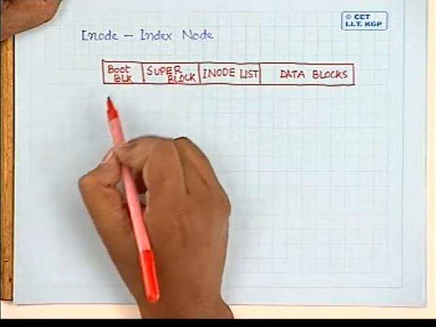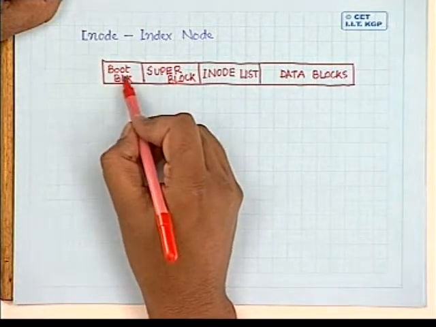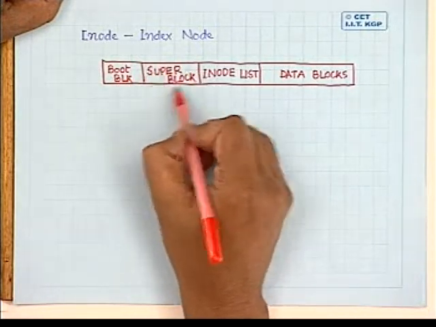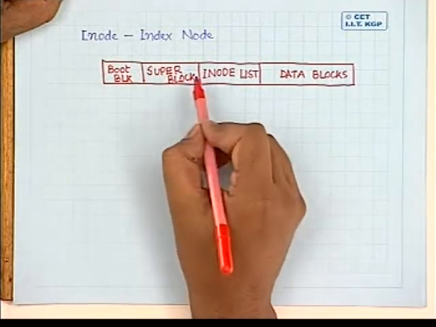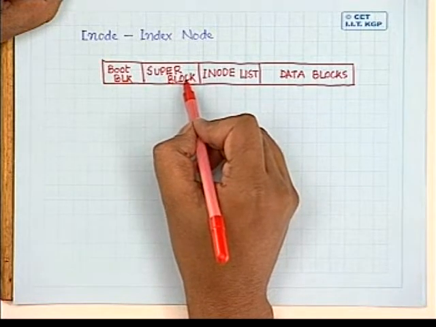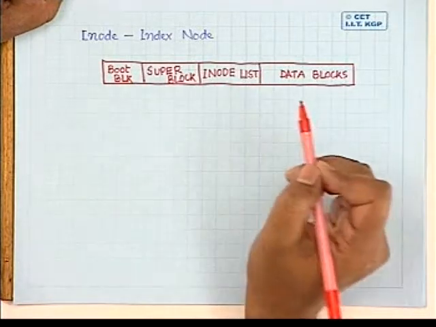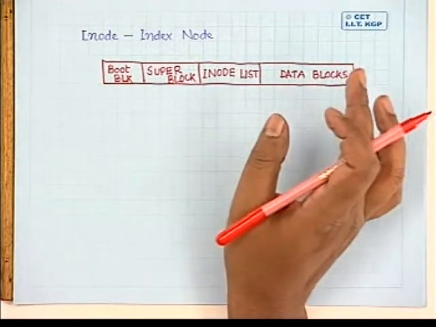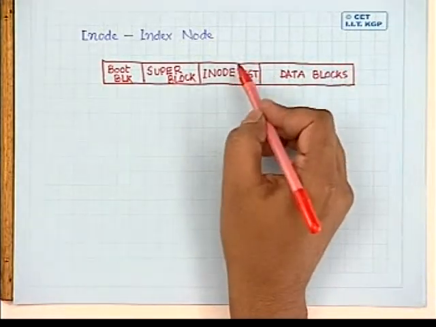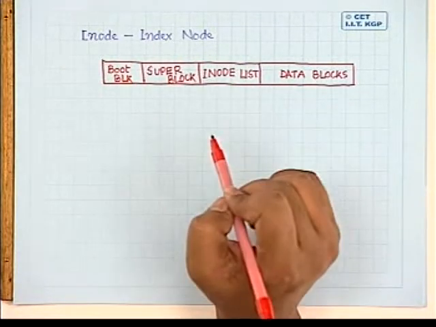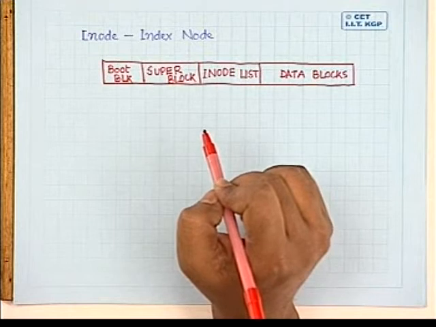We have initially a block which is called a boot block that contains the boot volume. Following that, we have one or more blocks which are called super block. This super block contains the state of the file system. Following that, we have a number of blocks, maybe one or more blocks depending upon how big the file system is. So as I said, on the file system, for every file as well as for every directory, we will have an inode. Okay.